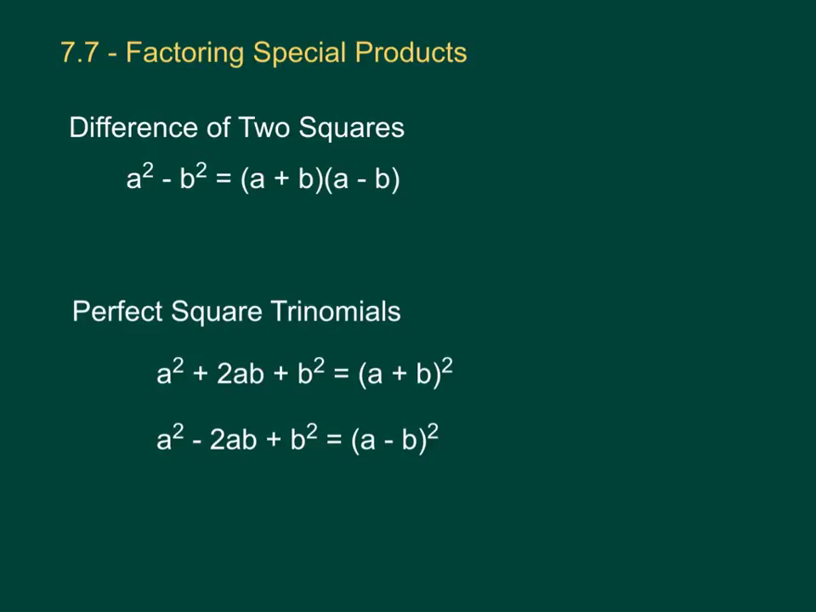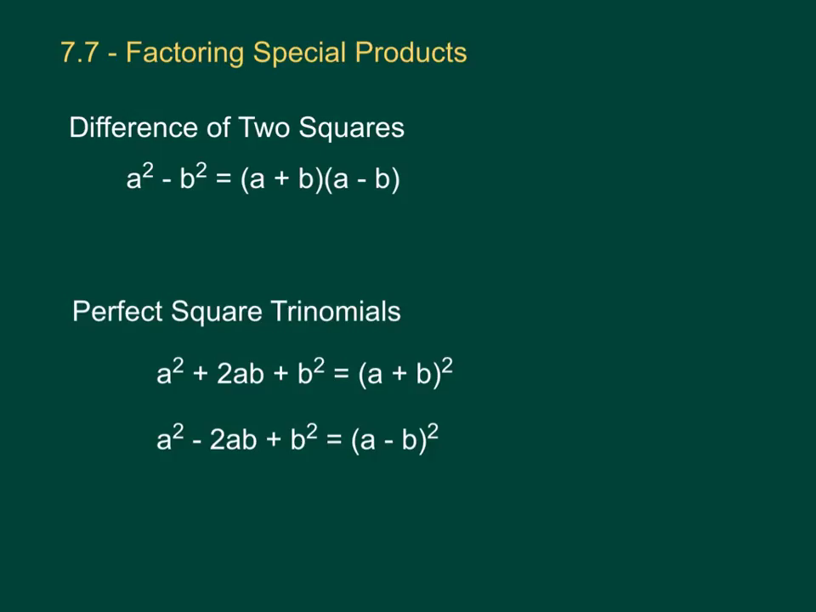Section 7.7, Factoring Special Products. This is just a section that teaches us a couple of shortcuts to allow us to factor effectively without using one of the other methods. It's not always usable, but only in certain circumstances. Let's remember our special products from before.